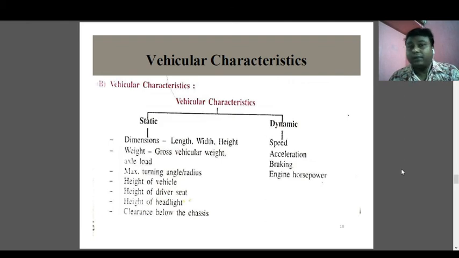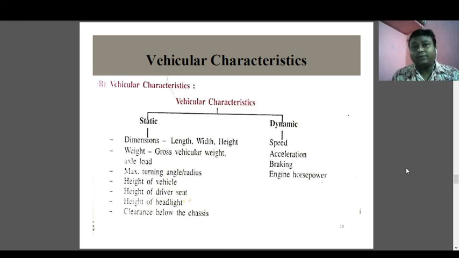Next is the vehicular characteristics. Vehicular characteristics can be static or dynamic. So what are the static characteristics? The dimension of the vehicle is static: the weight, the maximum turning angle, height of the vehicle, height of the driver's seat, height of the headlight, clearance below the chassis. These are static, not variable from time to time.